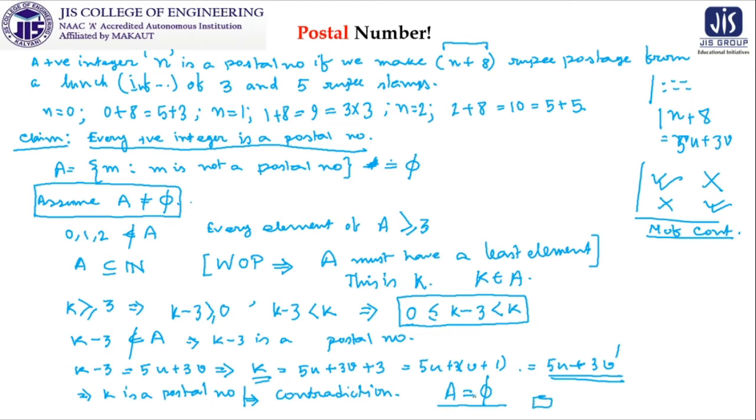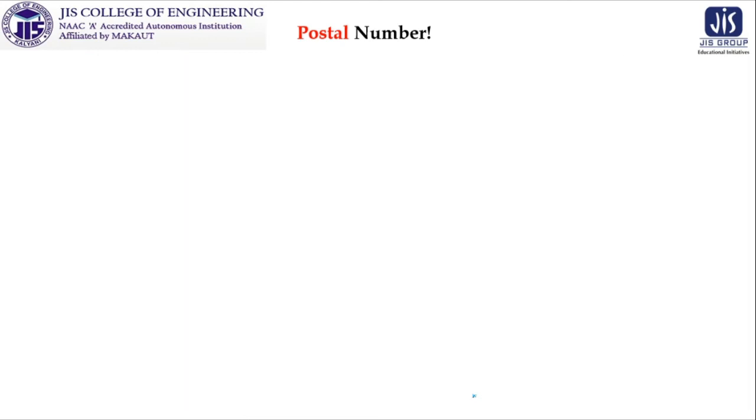But from the analytic part, we do have some questions for you. Instead of 0, 1 and 2, one student can take n equal to 4 also, because 4 is 3 into 4 plus 0 into 5. So 4 is also a postal number.